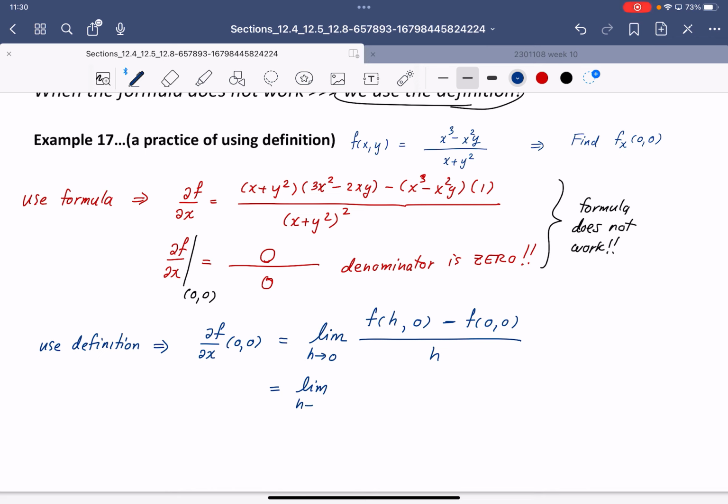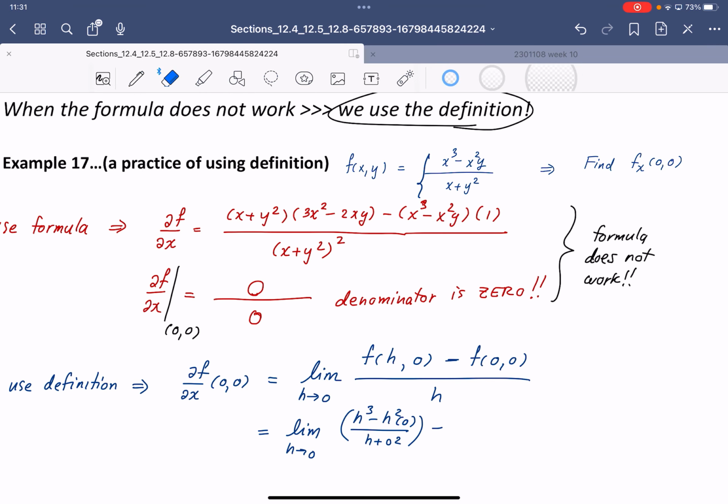So at (h,0) here, you're gonna have h cubed minus h squared times 0 over h plus 0 squared. This is what you plug in, the value x equal to h and y equal to 0 in the function. And then here you plug in (0,0). Okay, (0,0) should be another function here, because it is undefined, right? So you add more thing here. At the point (0,0), it's gonna be 0. Okay.